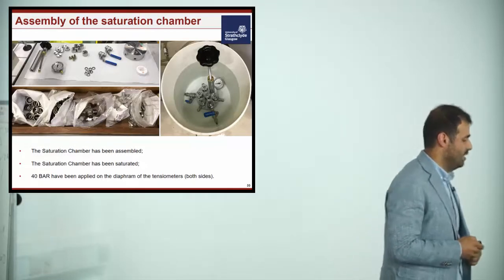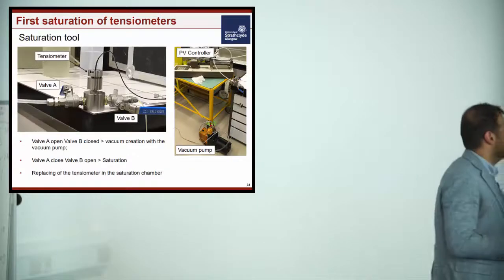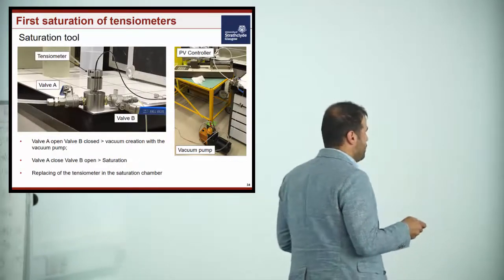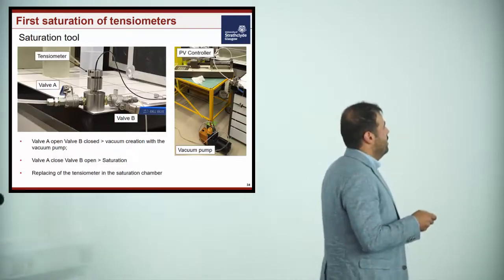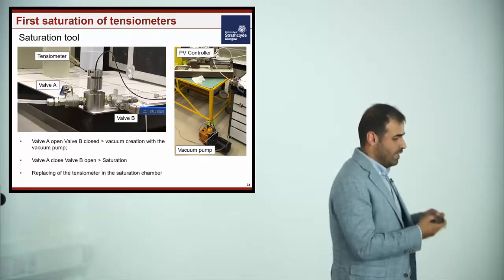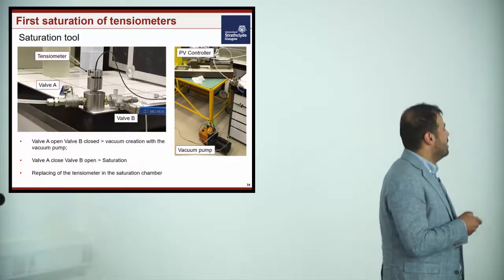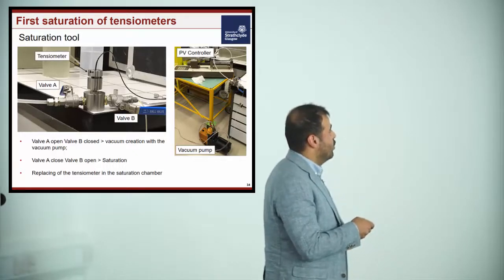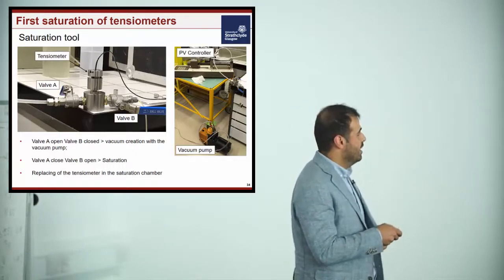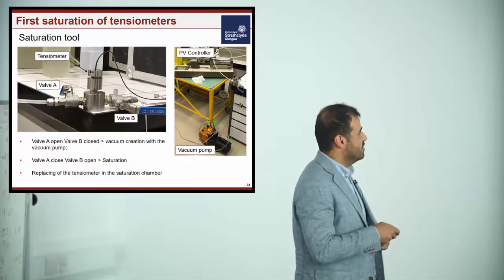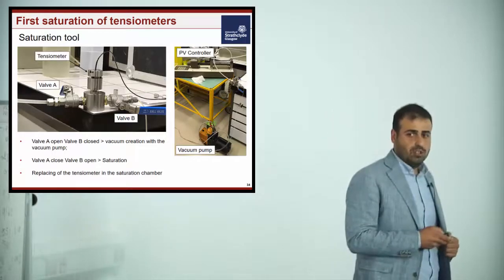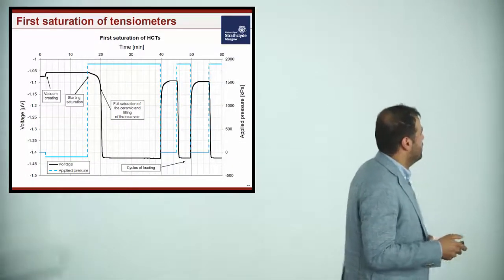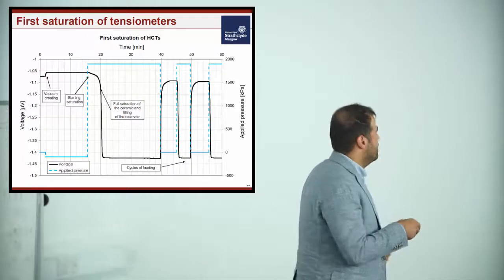One experience that I liked a lot was the first saturation of the high capacity tensiometers, where I put the tensiometer in this special tool and this box. While the tensiometer was drying, I removed the air, creating a vacuum inside from valve A while valve B was closed. At a certain point I closed valve A and opened valve B, injecting the water inside.